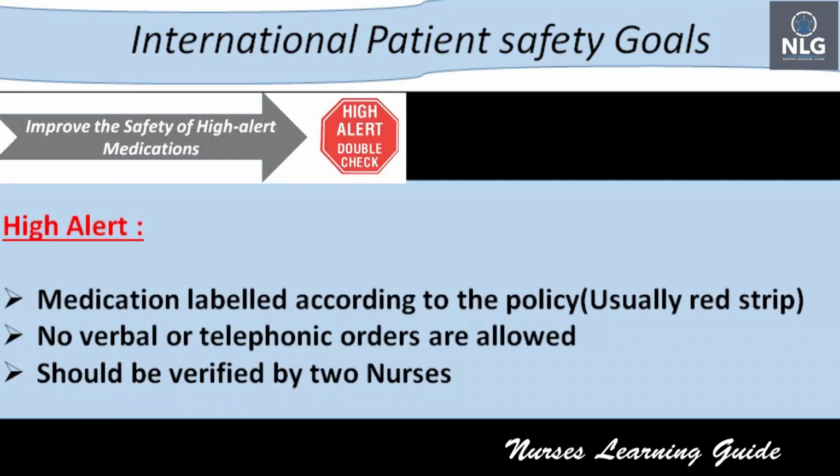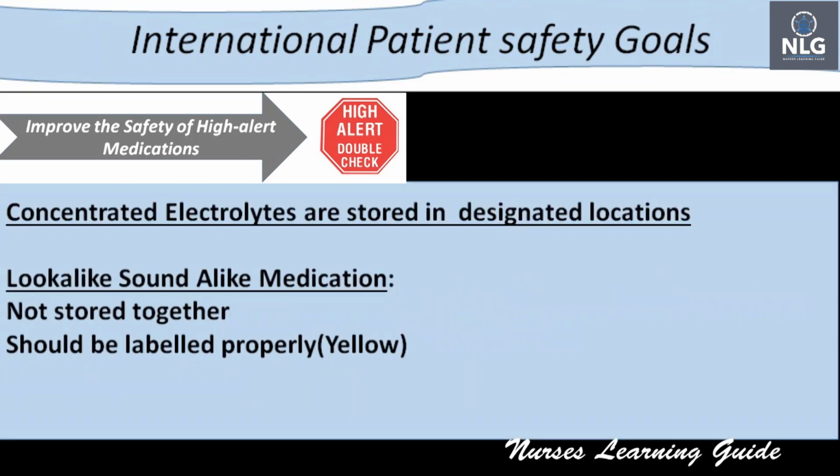High alert medications are labeled according to the policy, usually a red strip, and whatever the policy in the protocol states. No verbal or telephonic orders are allowed on high alert medications and they should be verified by 2 nurses before the administration. Coming to concentrated electrolytes, they should be stored in designated locations separately, and look-alike and sound-alike medications as well should not be stored together. They should be labeled properly as well, usually yellow or whatever the protocol and the policy states.